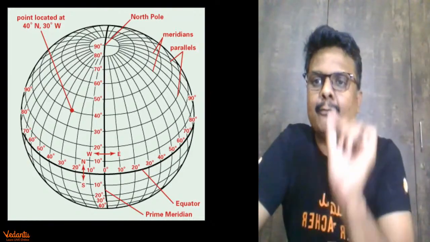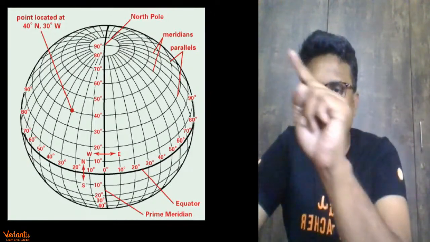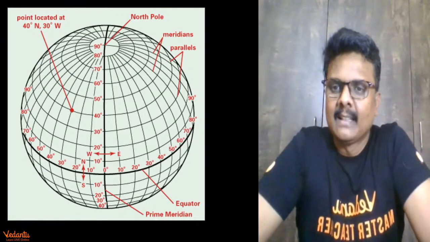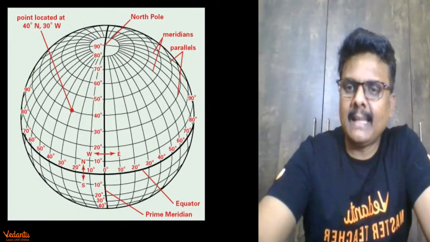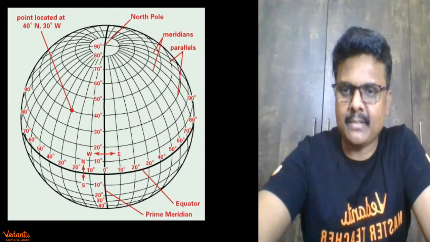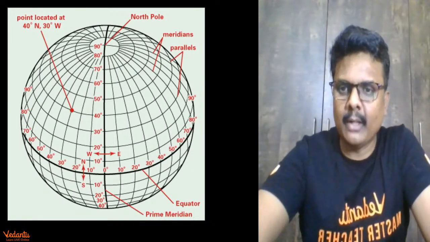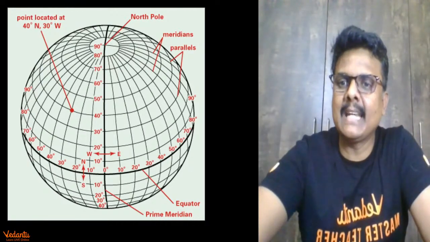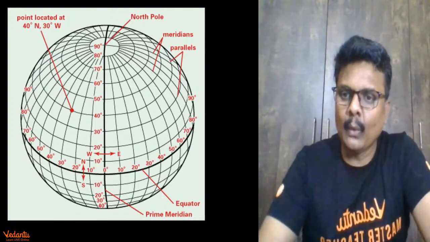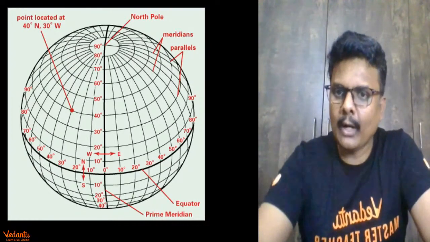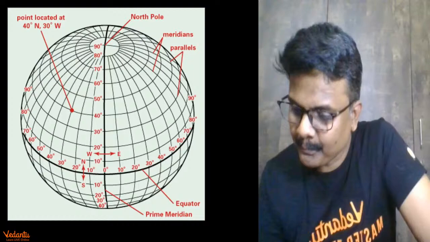A point located at 40° north and 30° west, which is mentioned at the top. Right? Look at the meridian. The vertical meridian clearly indicates it is 40 degrees. Are you able to see? The northern hemisphere, 40 degrees north. But the same thing when you look at the other axis, you have 30° west. Are you able to see that, all of you?